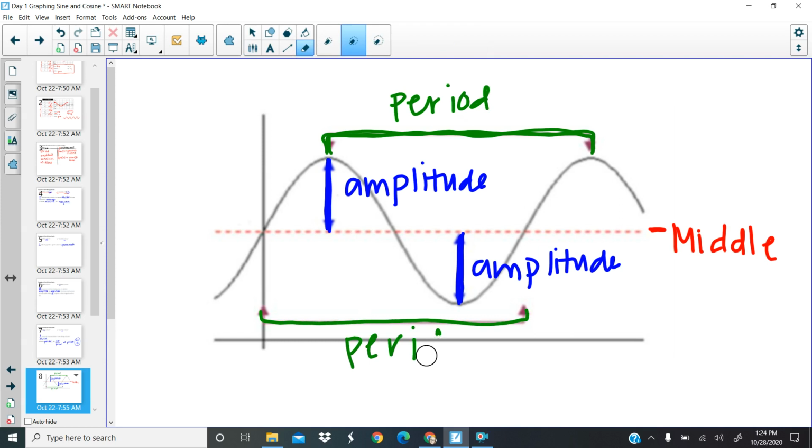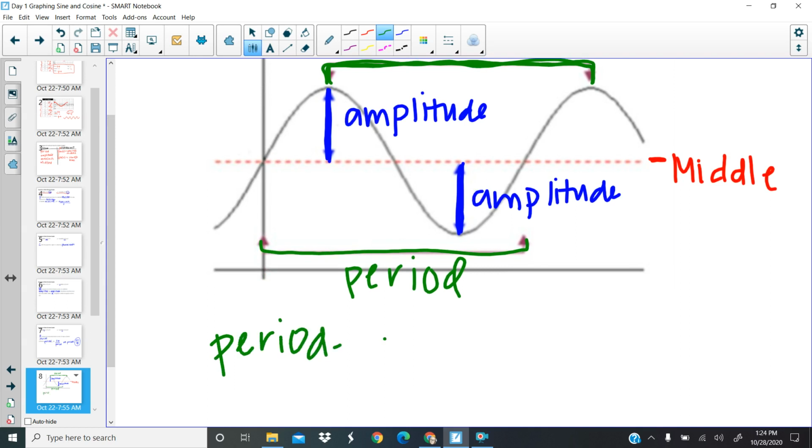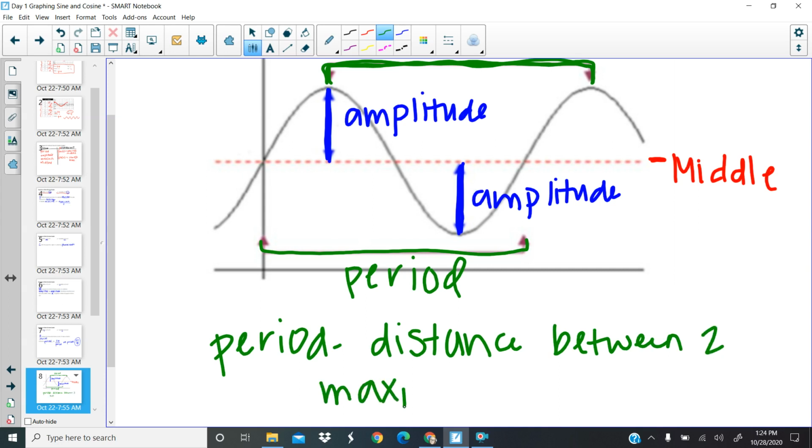Then I also want to write out that it's the distance between two maximums or two minimums, because that's one easy way to find the period whenever you're just looking at a graph. So you're going to want to write that down.